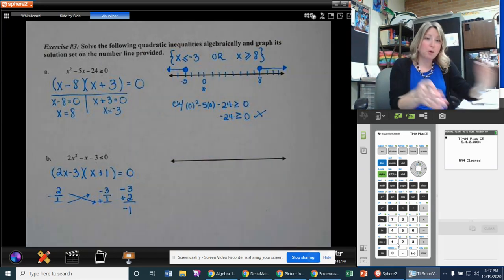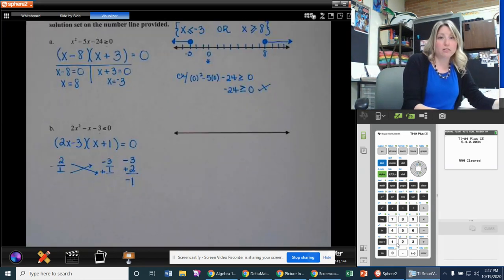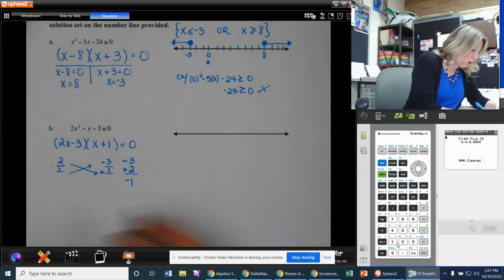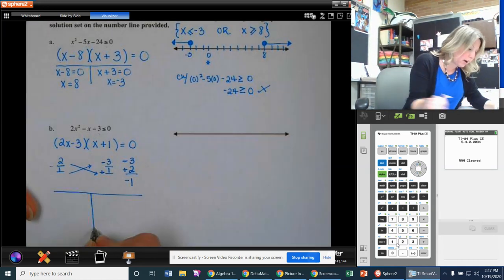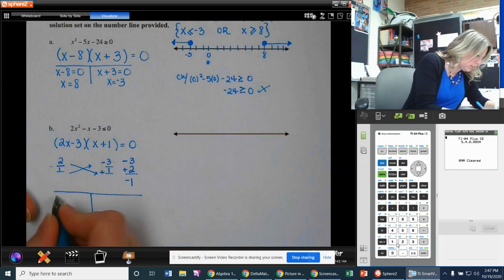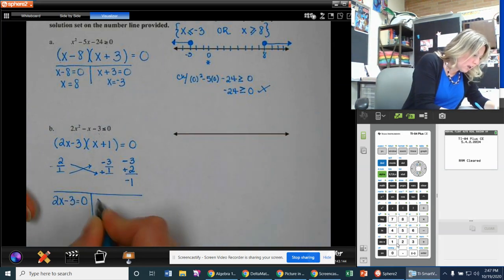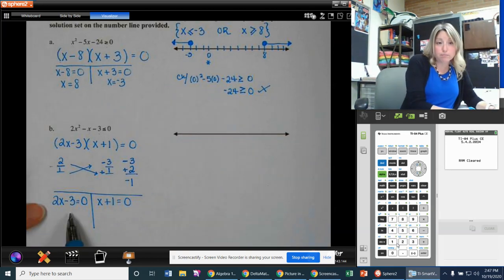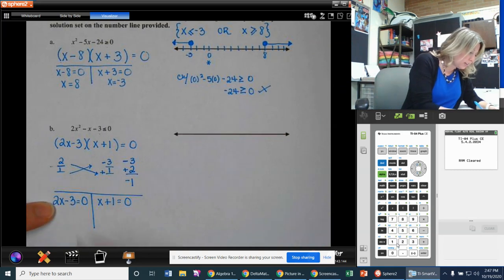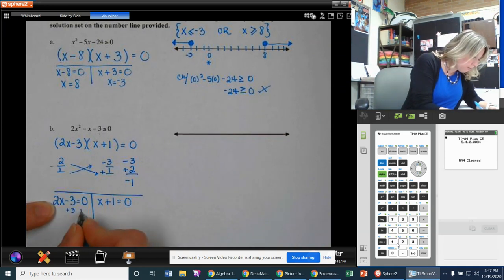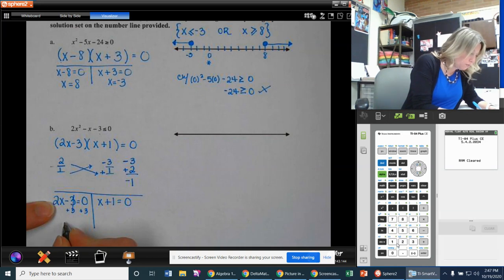And now those are the binomials I t-chart. So I have my work here for showing my 5-line, but this is where I t-chart. The 2 binomials I t-chart, 2x minus 3 equals 0, and x plus 1 equals 0, just like this. Now over here, I'm not going to get an integer answer because I have a number in front of my x, and that's fine. We're fine with that.